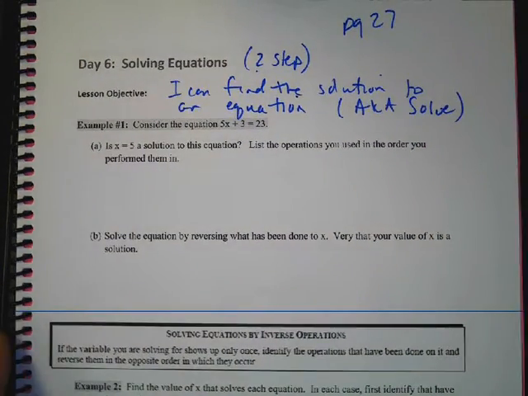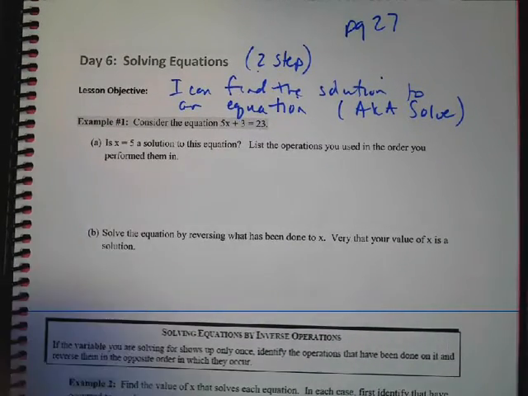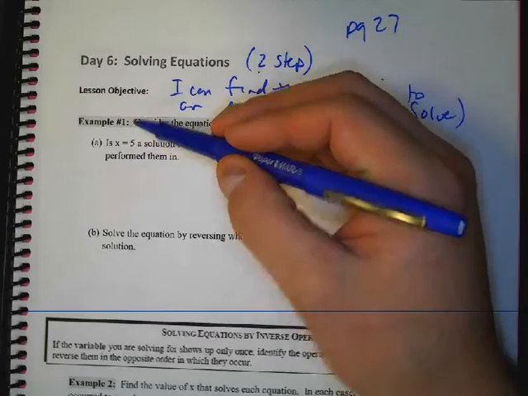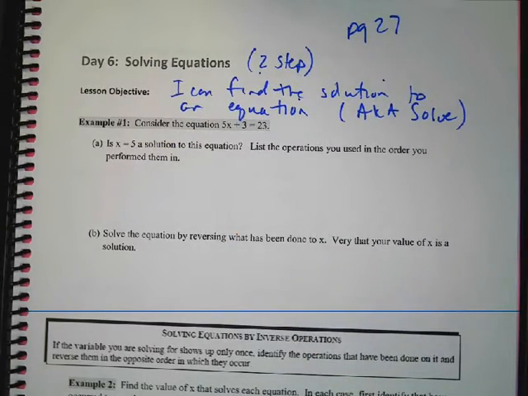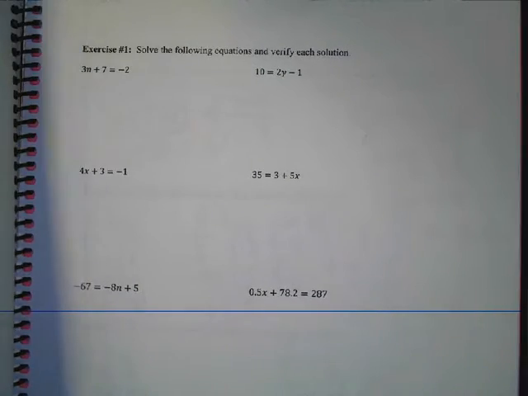Okay. So previously we did some practice with just solving some basic one-step equations, because obviously, involving two-step equations, you need to also know one-step equations. In this video, I'm going to do example number 1 and example number 2 on page 27. And then there'll be some problems for you to practice, plus the blue fluency.